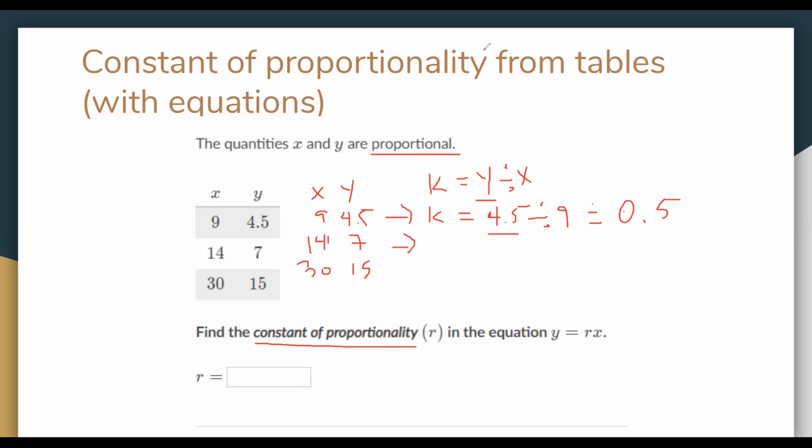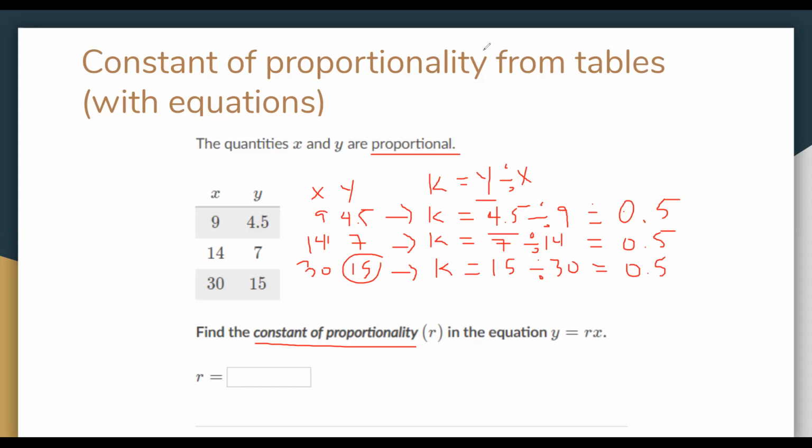You do the same thing with 14 and 7. Since k is y divided by x, you're going to put the y value, which is 7, divided by 14, and 7 divided by 14 is 0.5 again. For the third value, k is the y value, which is 15, so 15 divided by 30, and again, you got 0.5.